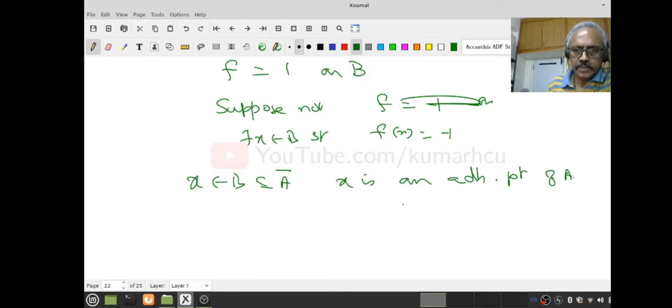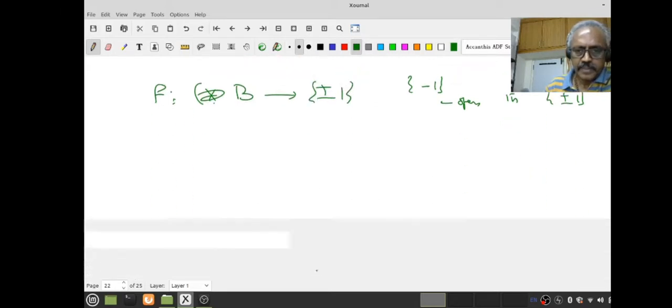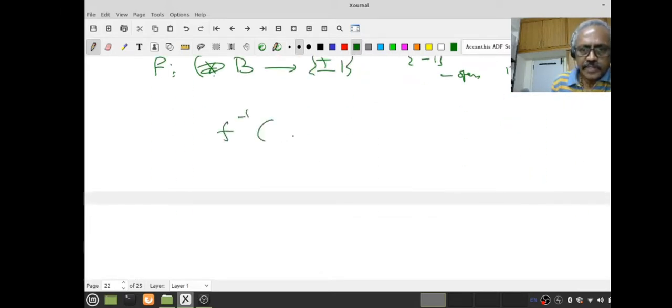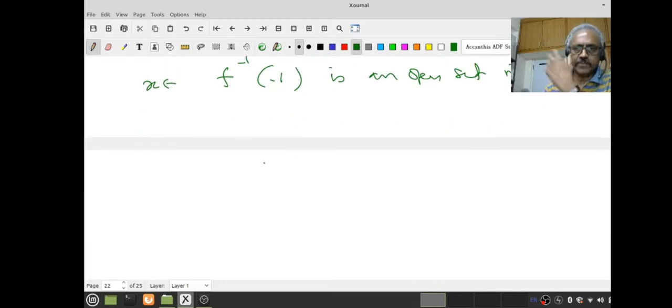Right, very good. Now let's look at f(x) equal to minus 1, therefore let's look at minus 1 as this is open in plus or minus 1, right? And f is continuous from B to plus or minus 1, right? Therefore f inverse of minus 1 is an open set in B, and x belongs to this because f(x) is minus 1. Do you follow that? Now we are through.